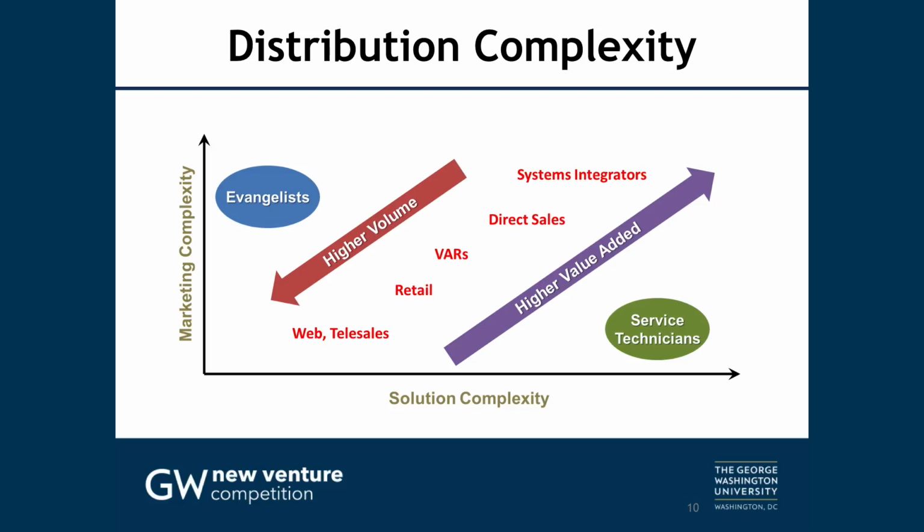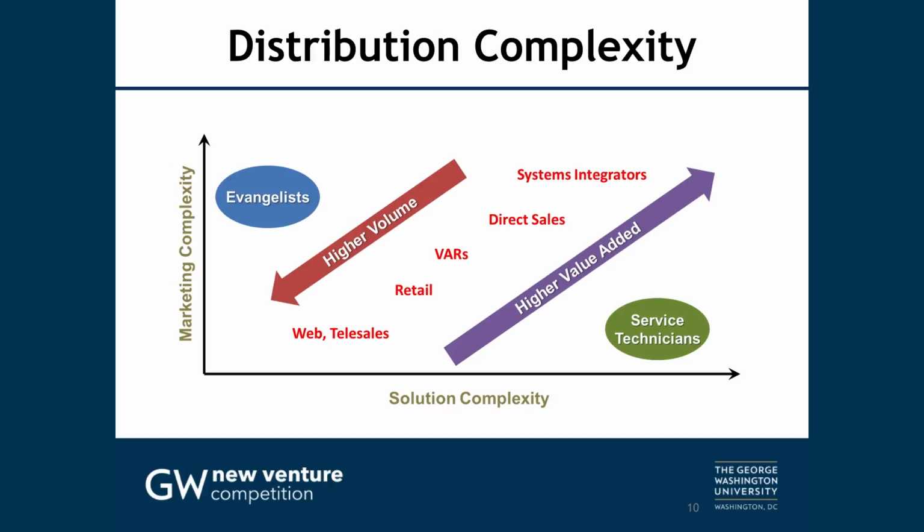How do they want to buy products or services like the ones you're offering? Now, let's think a little bit more about distribution complexity. In this chart, we map out the various distribution options on a two-dimensional matrix. The y-axis is marketing complexity and the left axis is the solution complexity. And what you see is that as those two things increase, the channel that you use changes.